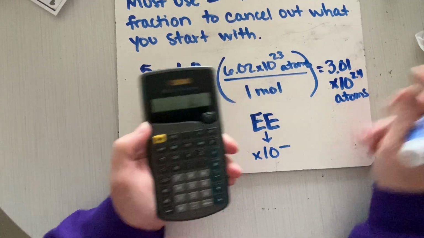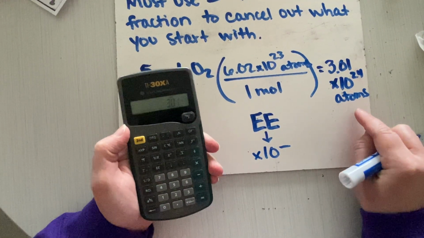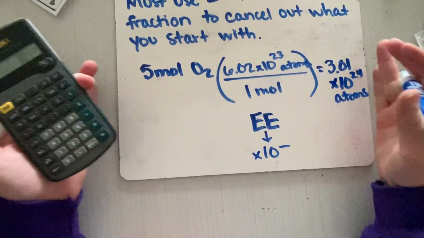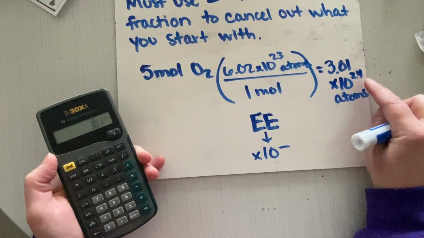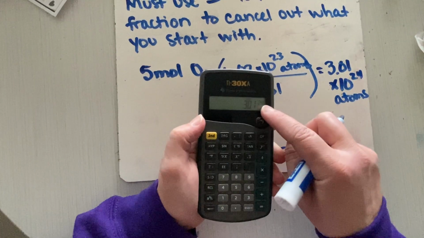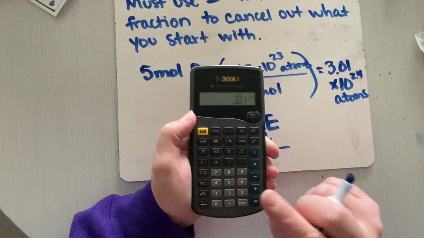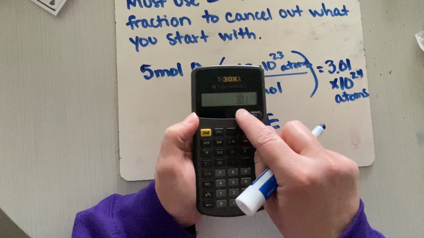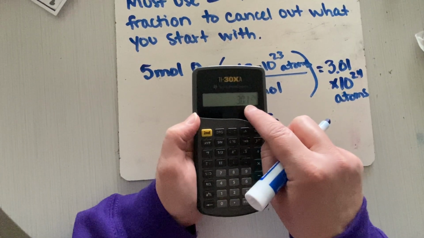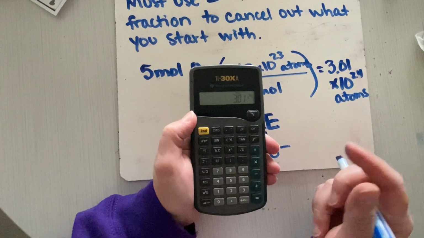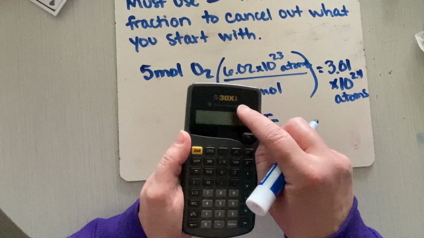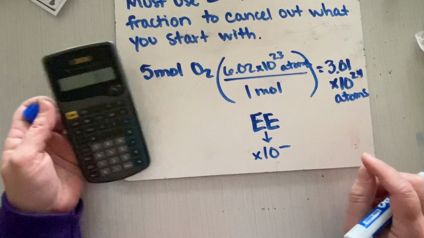Now, if I had more space, I would make this all on one line. But due to my limitations in width here, we're just going to have 3.01 times 10 to the 24th atoms. Okay, so that's what this means here. Different calculators have different ways of putting it. Some of them will say 3.01 E24. So if you have questions on that part, that's probably the trickiest part of these problems.